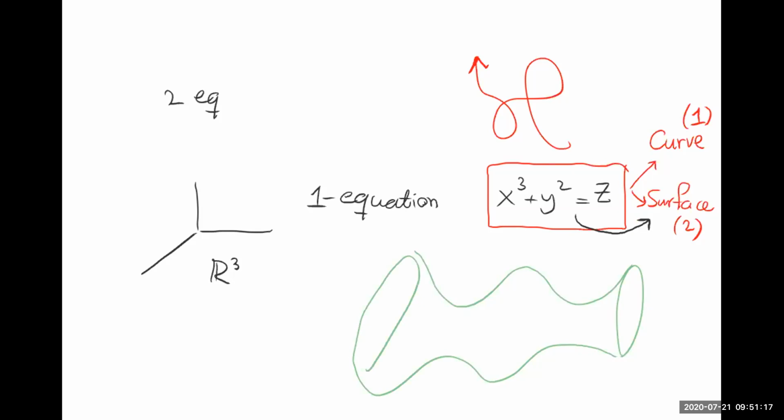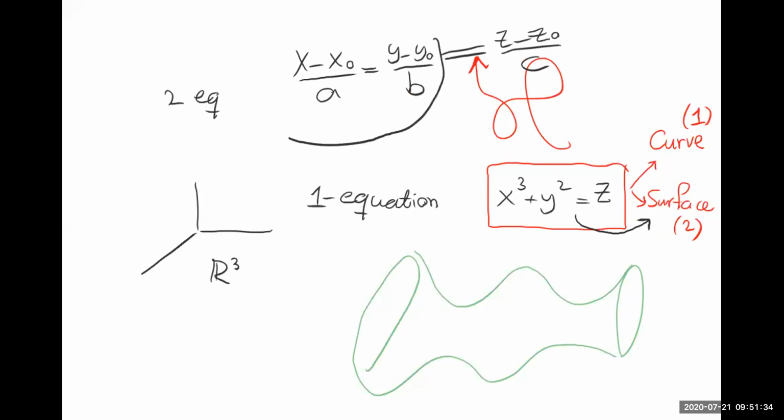So for example, look at the equation of a line. It says (x minus x naught) over a equals (y minus y naught) over b, which equals (z minus z naught) over c. There are actually two equations here. This one is equal to that one, and this one equals that one.